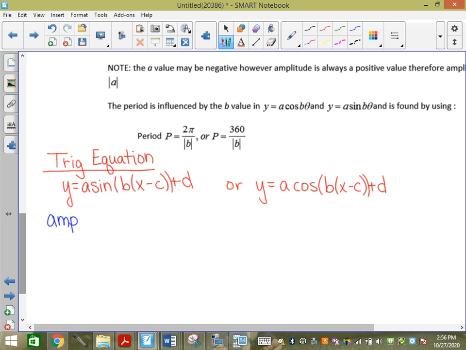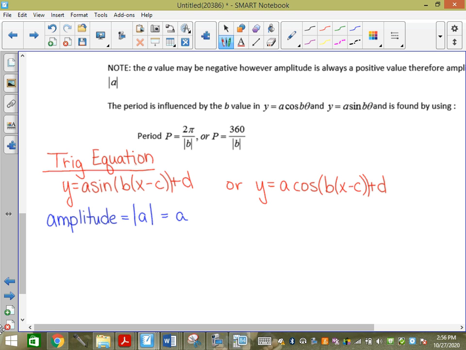amplitude equals the absolute value of a, which is just a in this case. So if my a was negative 7, my amplitude would be 7. If my a was negative 53, my amplitude would be 53. That's all it is. There's no actual math needed here. You need to just memorize that. How do you get the amplitude off an equation? It's the absolute value of the a variable.